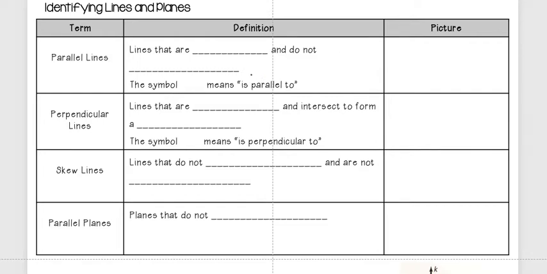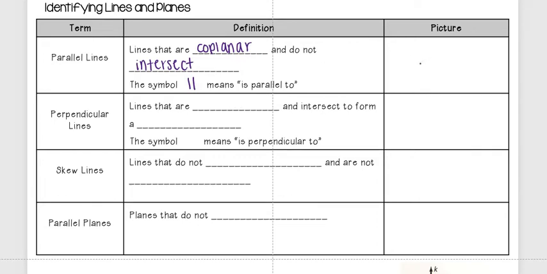Parallel lines are lines that are coplanar. That means they lie on the same plane and do not intersect. And what we write is the symbol, basically it looks like two parallel lines, which means "is parallel to."